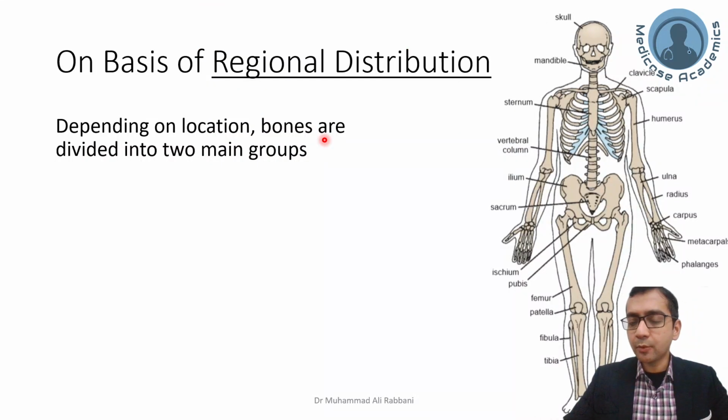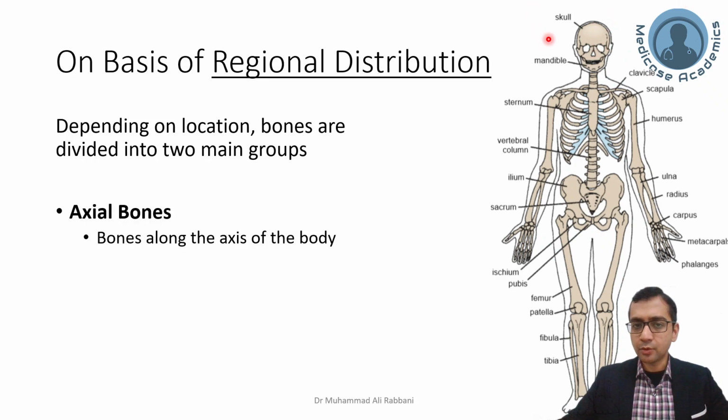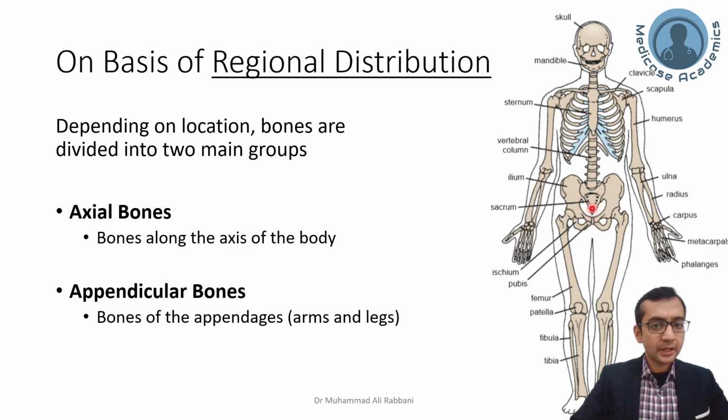Let us now classify the bones on the basis of their regional distribution. On the basis of regional distribution, there are two major groups: the axial bones, the bones in the midline that form the axis of the body, which include all the bones of the skull, the vertebral column, rib cage, sternum, and bones of the pelvis, sacrum, and coccyx.